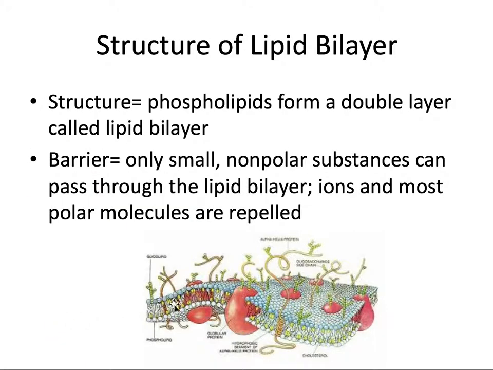The lipid bilayer also has other materials in it. We're going to discuss these membrane proteins. And because of the way the lipid bilayer is structured, only small substances can pass directly through the cell membrane. And these are usually nonpolar substances. Larger molecules and polar molecules are repelled and can't pass through the cell membrane, so they need other mechanisms of getting into and out of the cell. So once more, only small nonpolar substances can directly pass through the cell membrane.